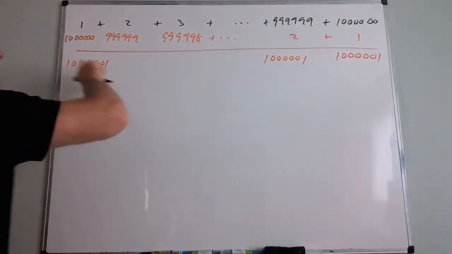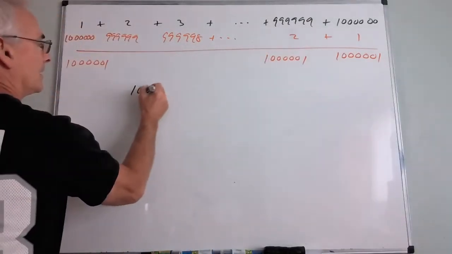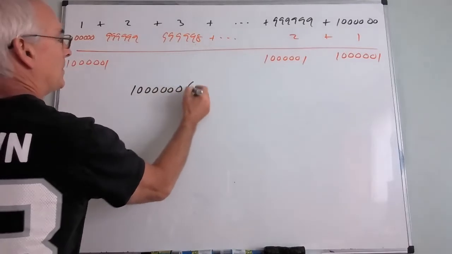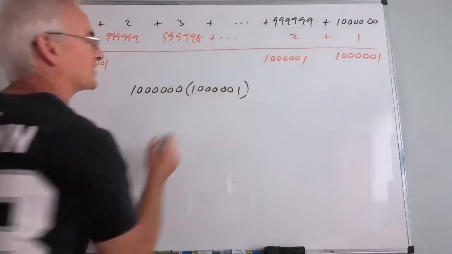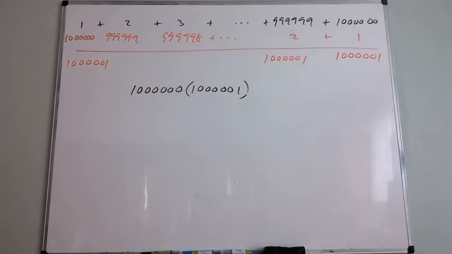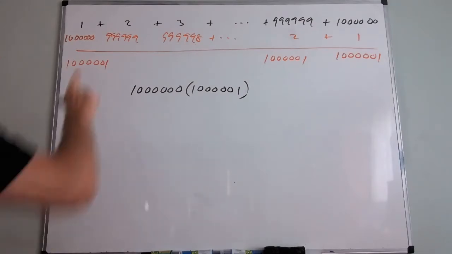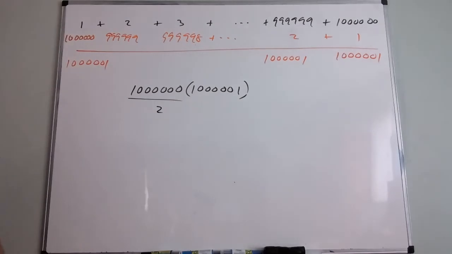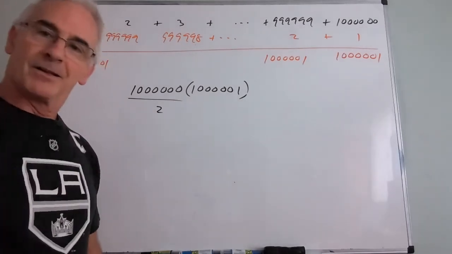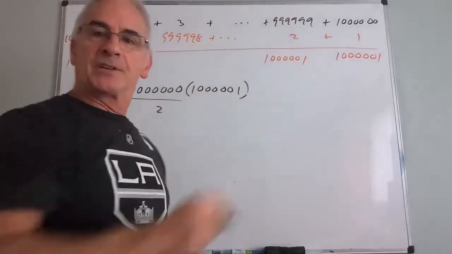He's got 1,000,000 million and ones. Is that the answer? No, you have to multiply them, right? You have to divide them by 2 because you have a double series, because you counted it twice. And that's the answer. Now, what kind of a series is this?